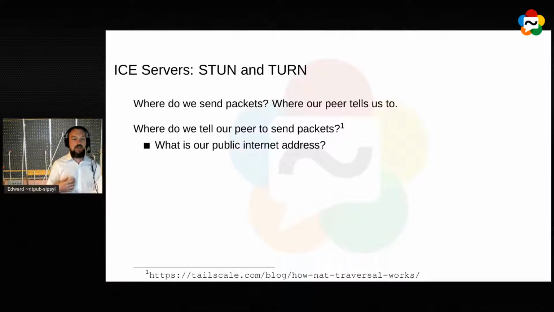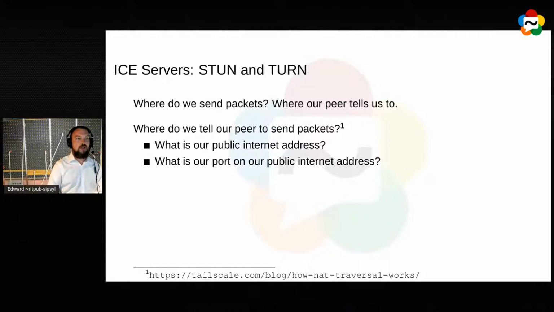There's not really an easy programmatic way to discover, am I on a private network? Am I on a public network? And especially if I'm on a private network, I don't want to be broadcasting the structure of that private network to the internet. And also, what is our port on our public internet address? So if I initiate communication outbound through a router, a network address translation router, it's going to map a port on the public IP address to my private socket.